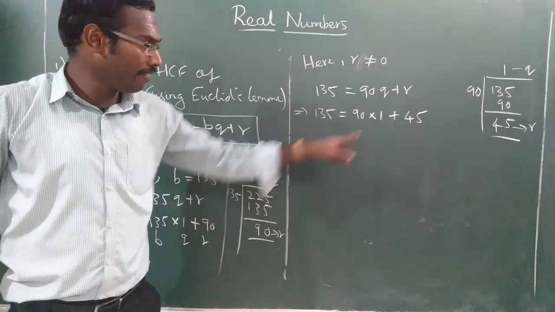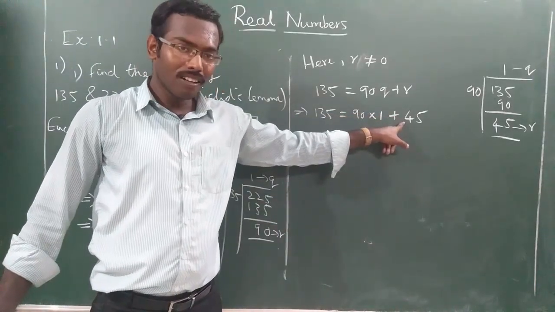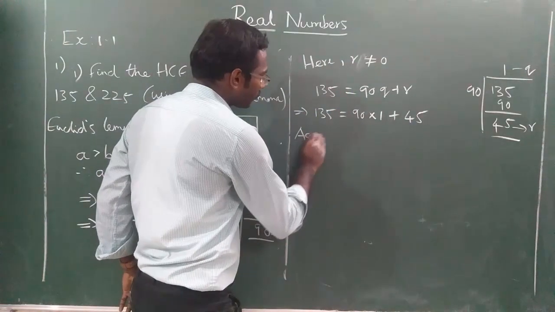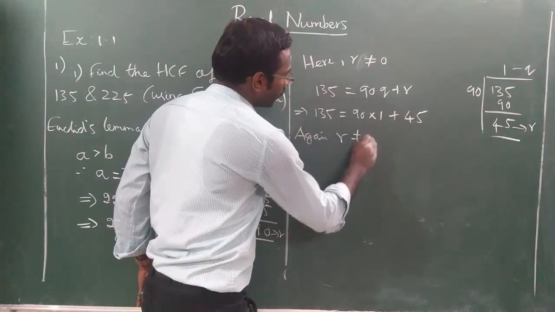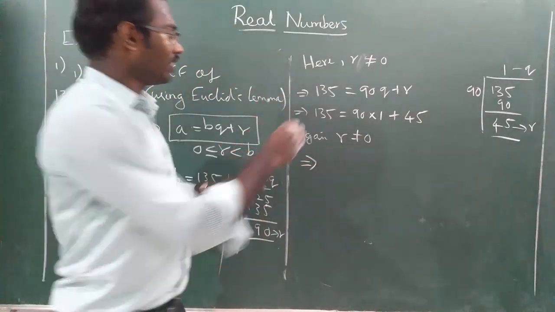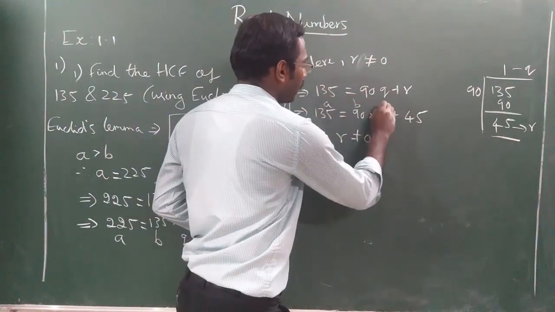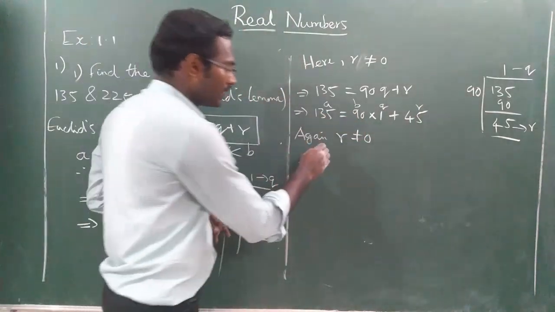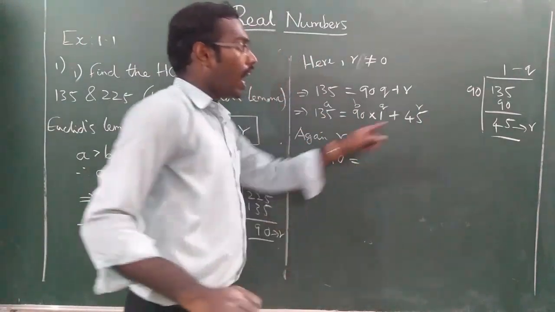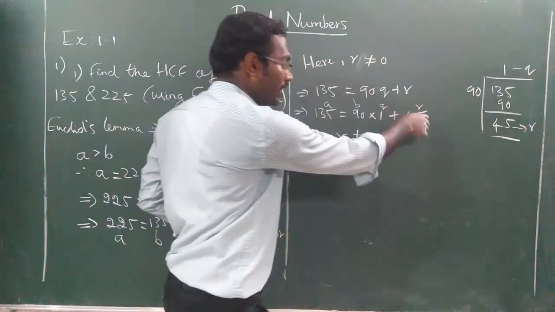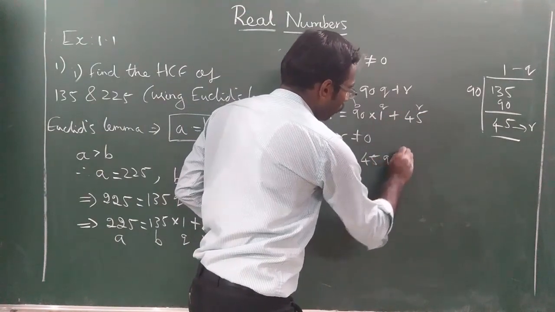Now also you check the remainder value. Remainder value is 45. 45 is not equal to 0. Again, R is not equal to 0. Okay. So, if R is not equal to 0, again, this is A, B, Q, R. Again, B value will come as A value. That is 90 is equal to, R value, the previous step's R value will come as this step's B value. That is 45 Q plus R.